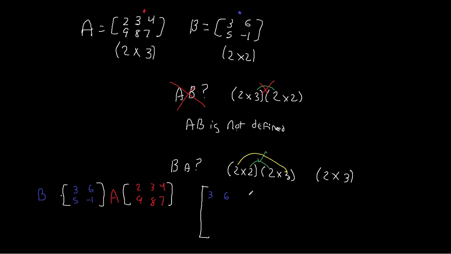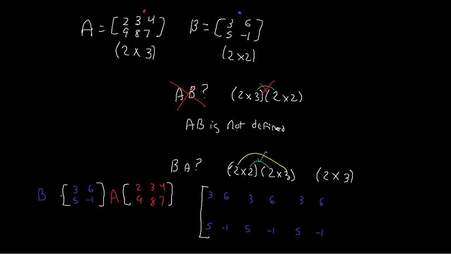So we know that this is also going to be 3 and 6, and this is going to be 3 and 6, because we're going to have 3 columns, 1, 2, and 3, and 2 rows, 1 and 2. So everything in the first row of our output matrix is going to be based on the first row of B. The second row of the output matrix is going to be based on the second row of B. So this is going to be 5, -1, 5, -1, and 5, -1.